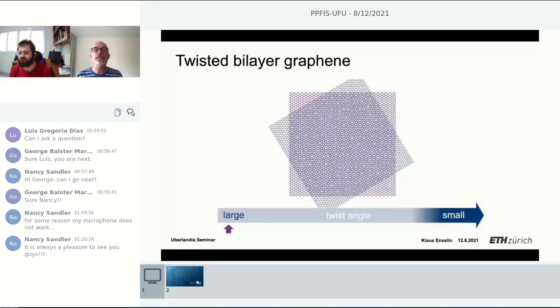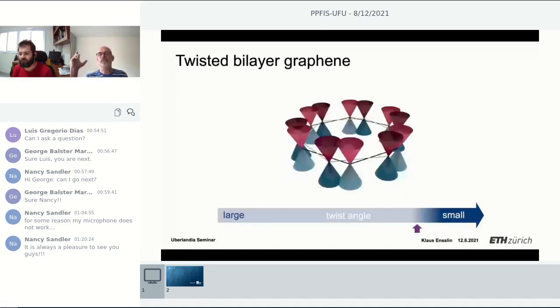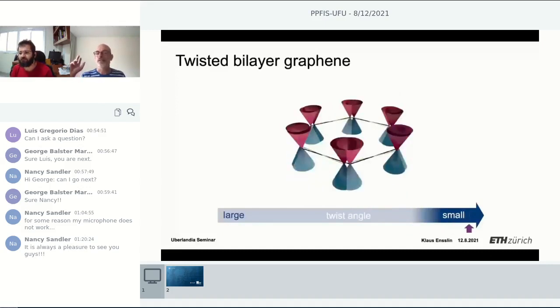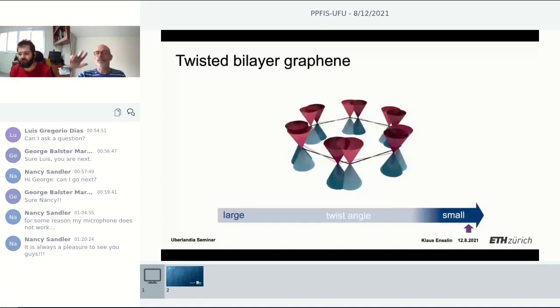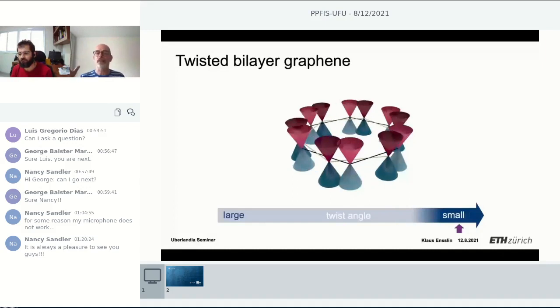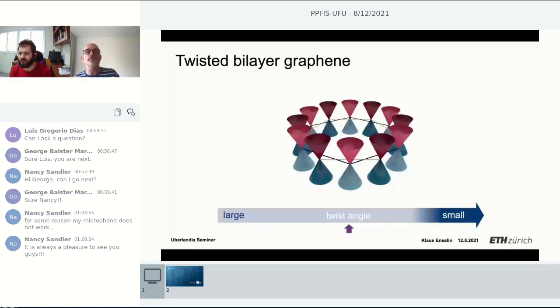So this is the same in K-space. So you see these six Dirac cones, 3 K, 3 K prime states for one layer. The second layer has the same Dirac cones. They overlap in K space. And if you have a larger angle, you have a larger mismatch in K between these two sets of Dirac cones. Okay, now let's look a little bit at what happens with the band structure.